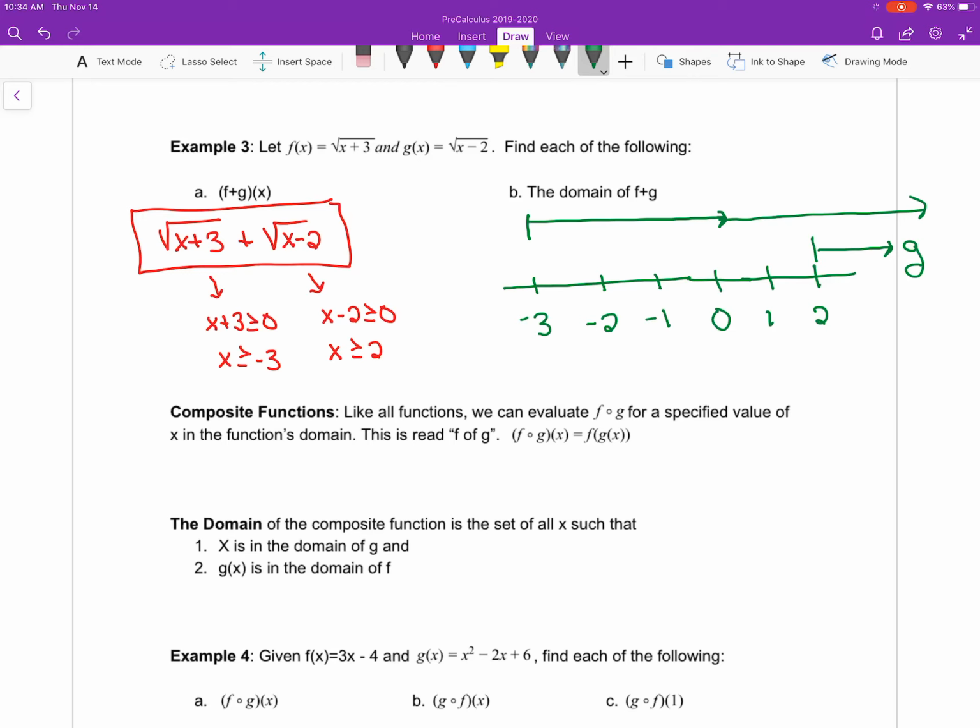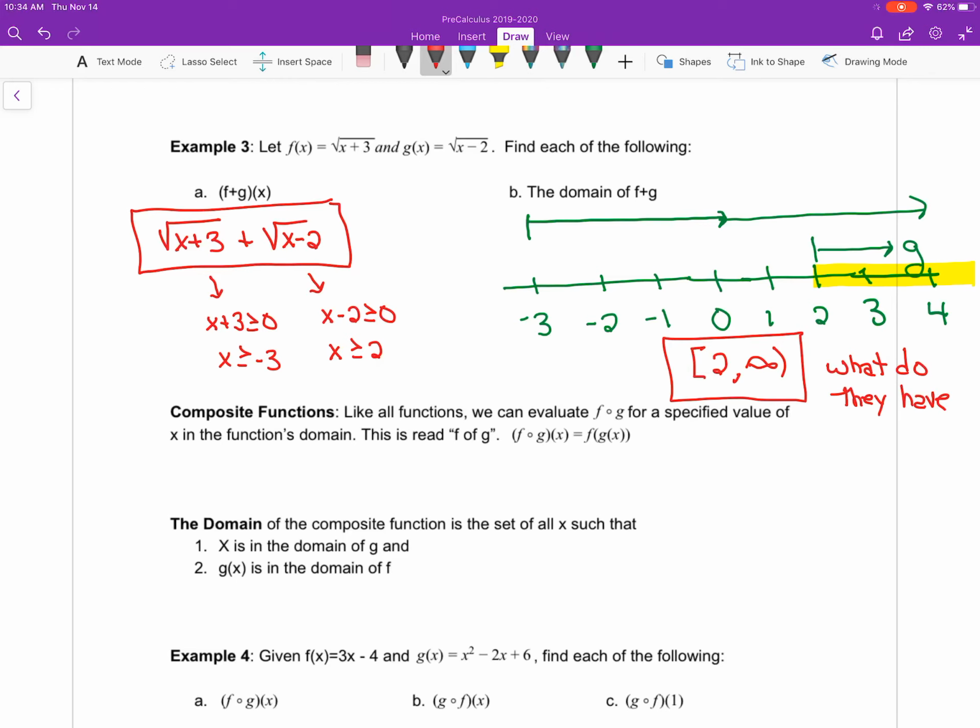All right, so if we're looking at what f plus g could be, the only thing that they have in common is anything after 2. So our domain in total of the entire thing is 2, infinity. So it has to be what do they have in common.